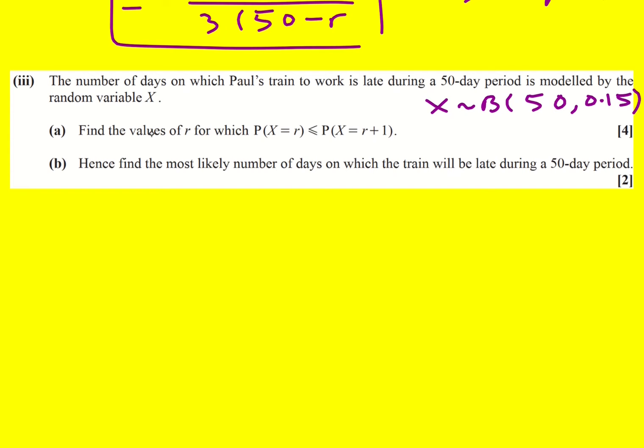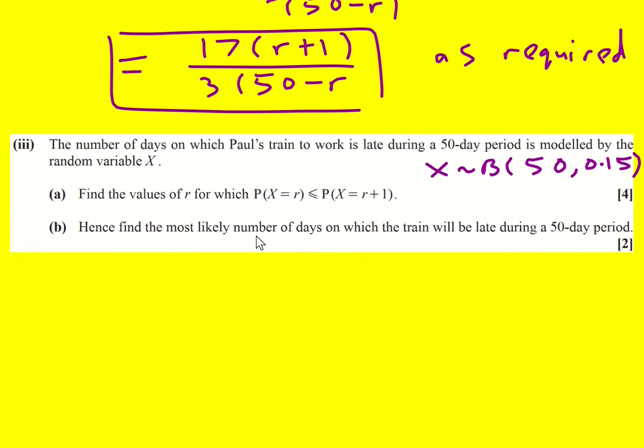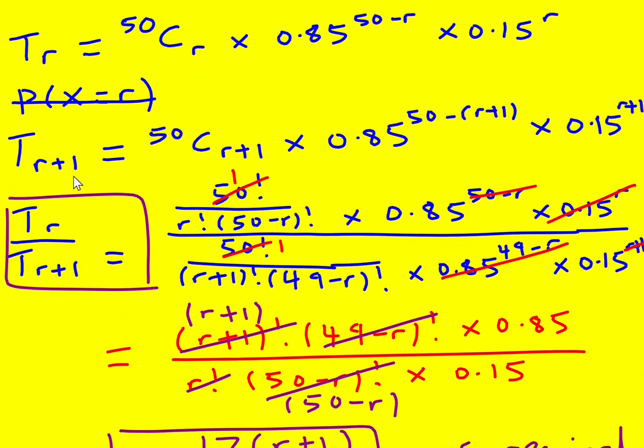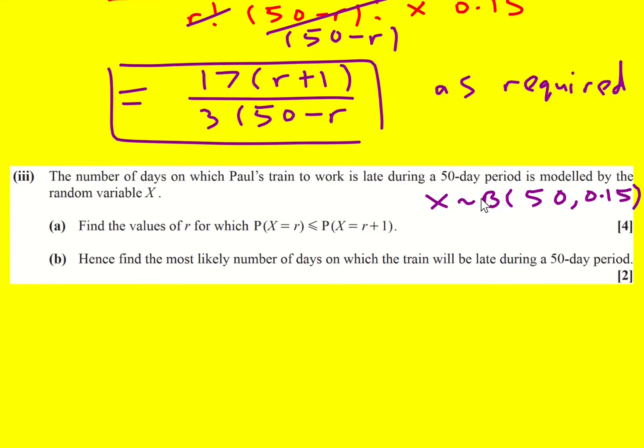Find the values of r for which this is true. Well, in fact, we've done the hard work already, because this thing here, I did mention it before, is the same as T_r. That is what T_r is equal to. And this is T_(r+1). So we are trying to solve T_r less than or equal to T_(r+1).